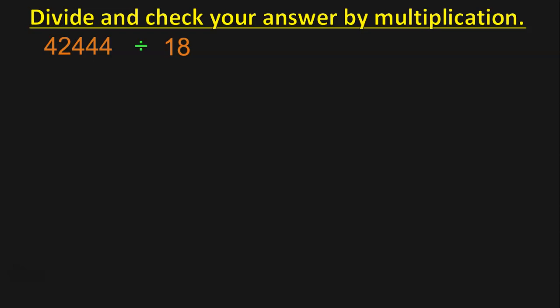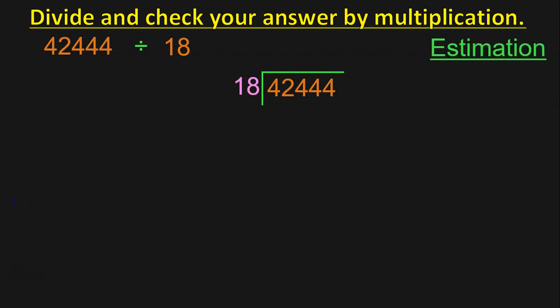42,444 divided by 18. We will be using the long division method. In long division, we start from the leftmost digit and do digit by digit division. Let us take the first leftmost digit, which is 4. 4 cannot be divided by 18 because 4 is lesser than 18. So now we have to consider the two digits 42 together. We'll have to check 42 divided by 18, or how many 18s are required to make 42.